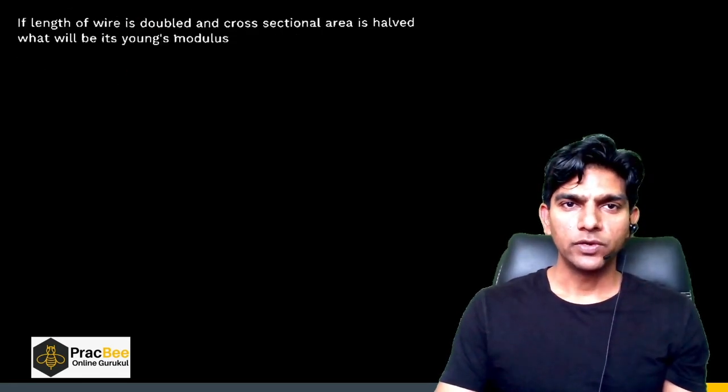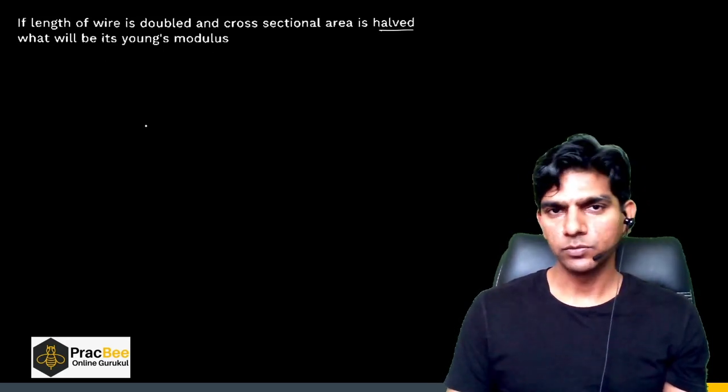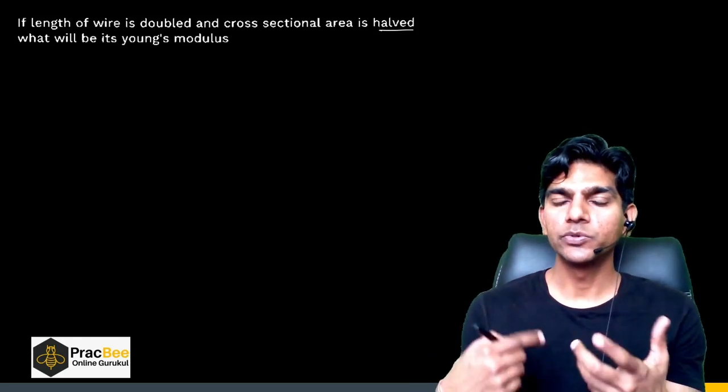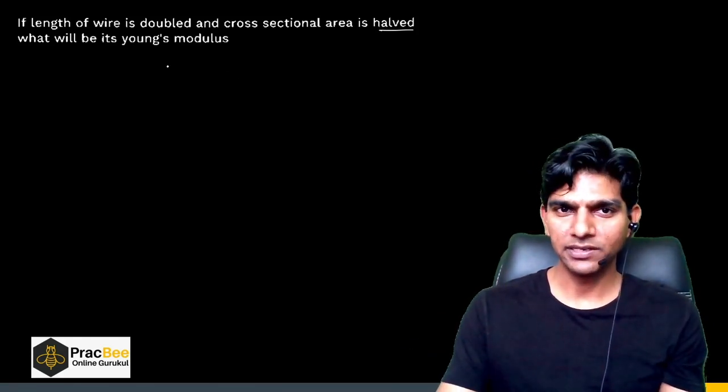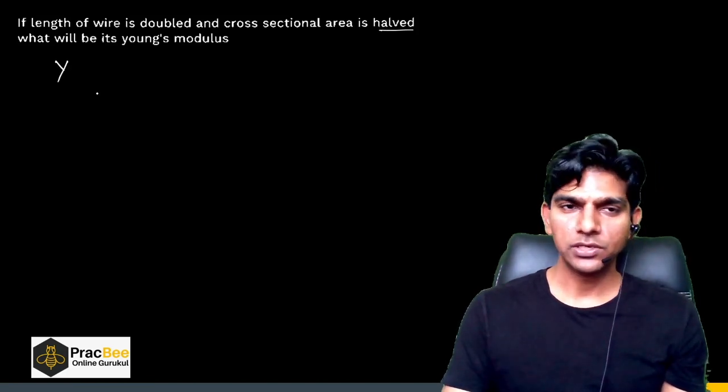If the length of a wire is doubled and the cross-sectional area is halved, what will be its Young's modulus? Very, very basic question, because Young's modulus does not depend upon the dimensions. It only depends upon the material. So the answer will be, it will not change. So if it is Y initially, it will remain Y, right?